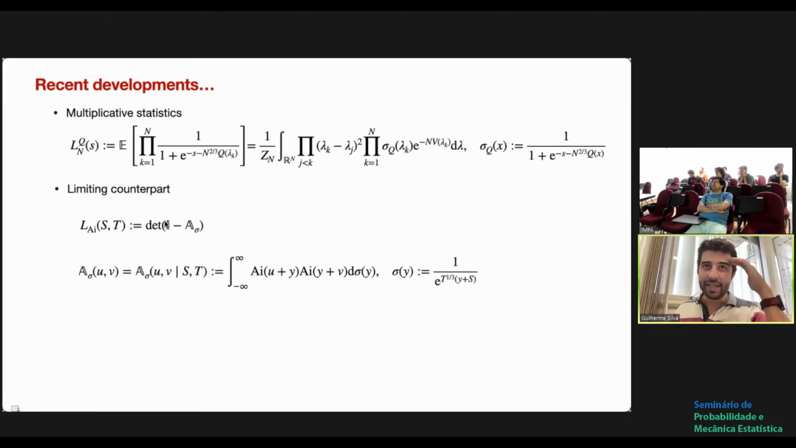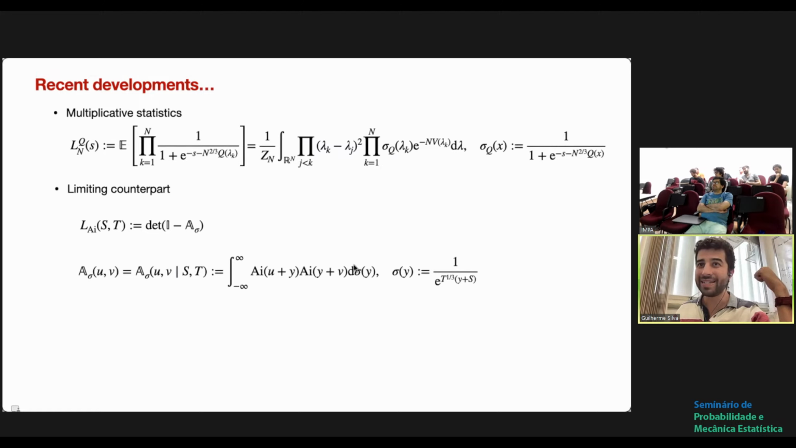It's going to be a Fredholm determinant indexed by a function of S and T, which you see here. And what is this Fredholm determinant? Again, it's a series constructed out of a function of two variables, A, which also depends parametrically on S and T, and takes a form almost like the one that you saw on the previous slide.